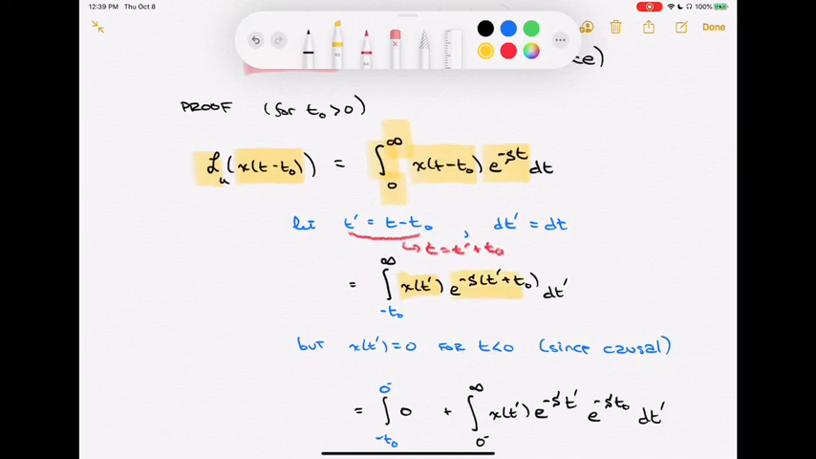I get e to the minus s times t prime plus t naught. We know dt is just dt prime, right? Same thing there. So I can replace dt with dt prime. And then I do have to figure out what happens to the limits of integration.